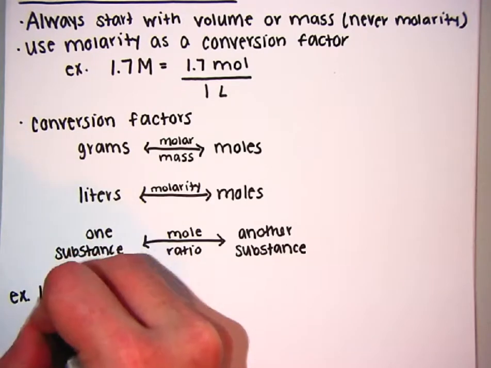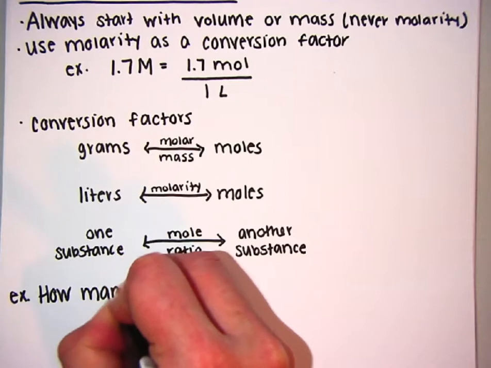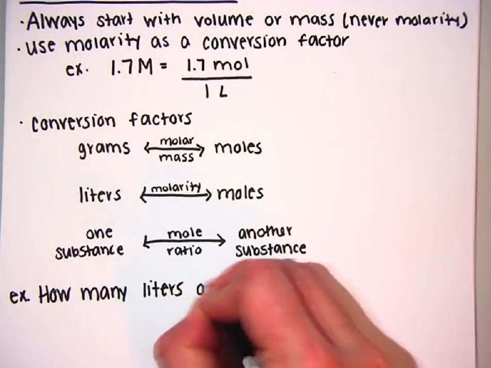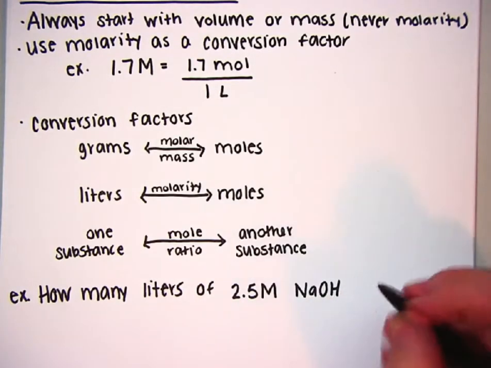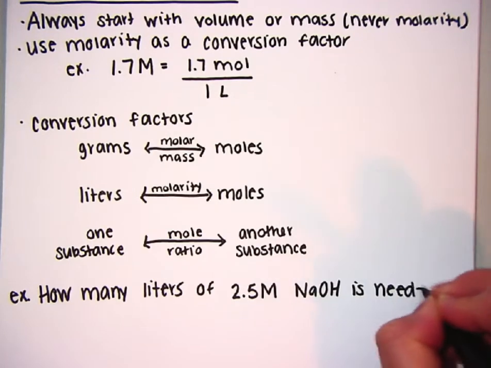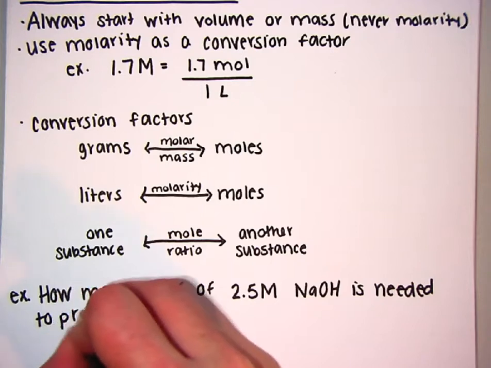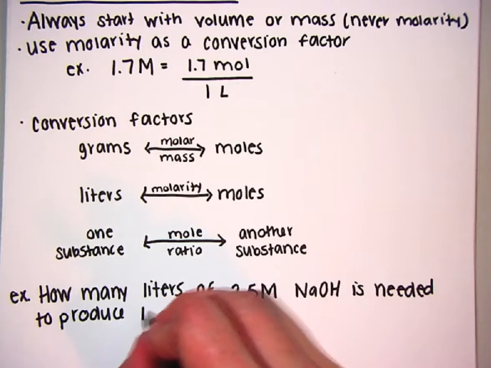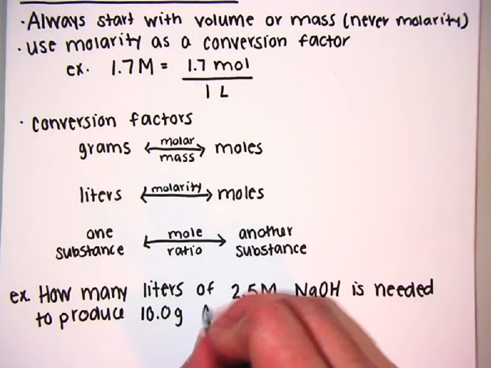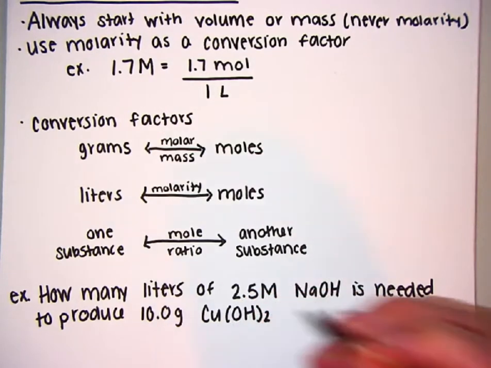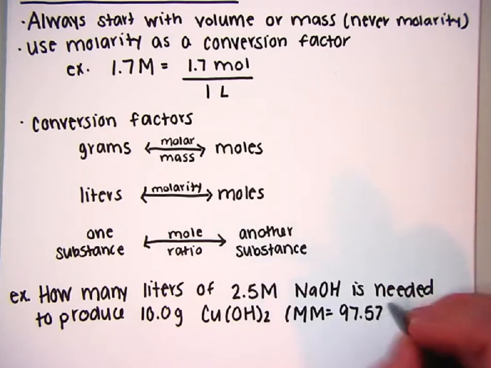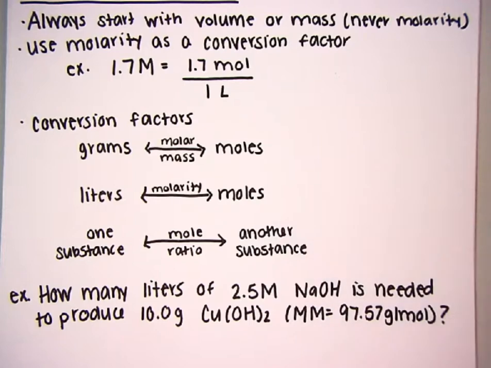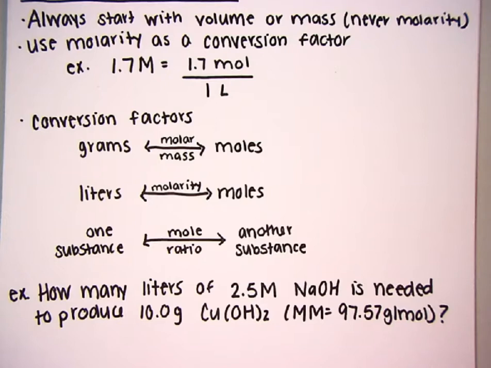First example. How many liters of 2.5 molar sodium hydroxide is needed to produce 10.0 grams of copper 2 hydroxide? We also need a balanced equation.